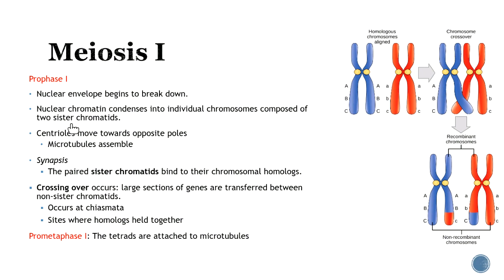Now this is what's going to be different: the sisters are going to be paired together, and we're going to match them with the chromosomal homologs. The reason we do this is we're going to do something called crossing over. Crossing over is where we share parts of chromosomes with each other. And we want this to happen. This is not a bad time for chromosomes to switch parts.